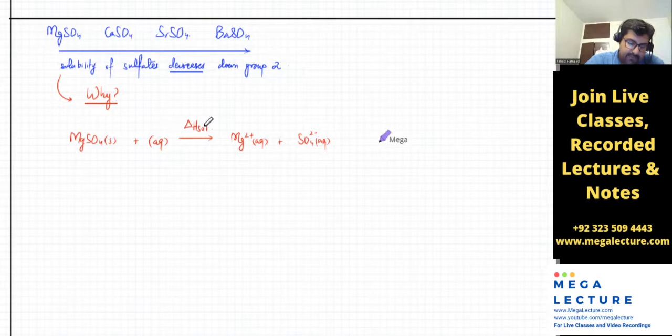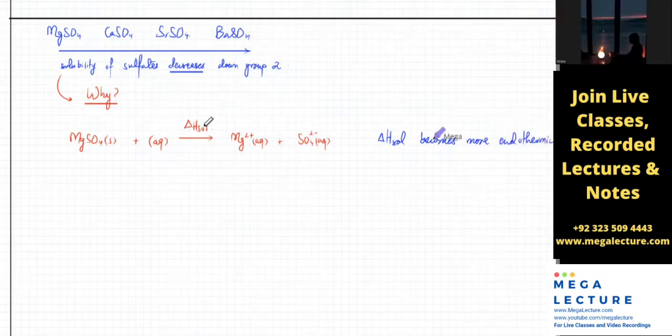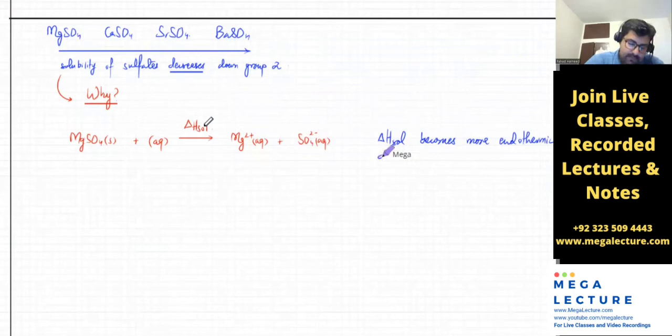So delta H solution becomes more endothermic down the group. Is this clear? Is it clear to the others? Haseeb? Yes, sir. I said it becomes more endothermic down the group. You remember that gets you 1 mark.